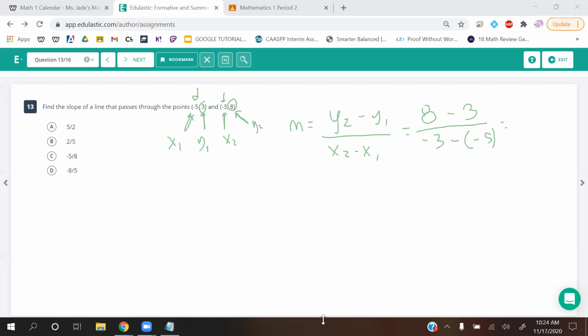Simplifying this, 8 minus 3 on the top is 5. On the bottom, we have a negative 3 minus a negative 5. This is really negative 3 plus 5, because when you subtract a negative, you are just adding the positive. So we have negative 3 plus 5 on the bottom. That gives us 2. And so our slope is 5 over 2, this first one. Do you guys have any questions on this one?